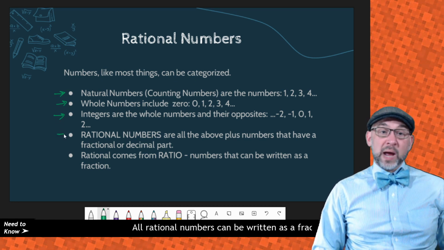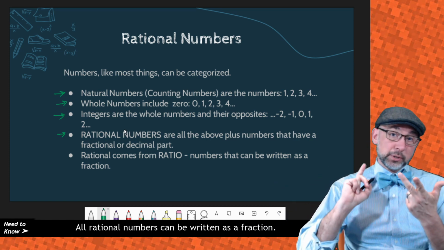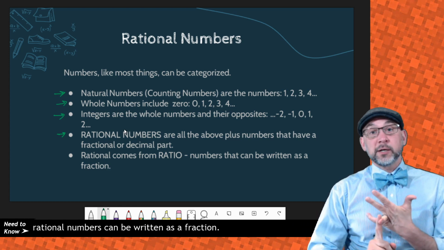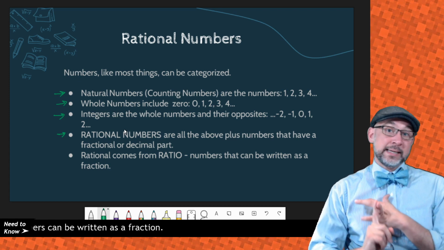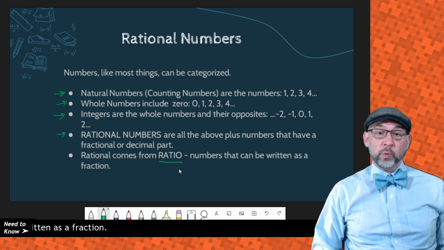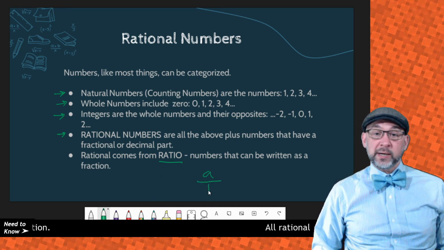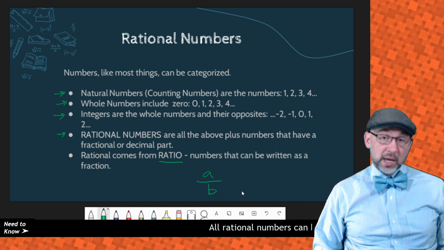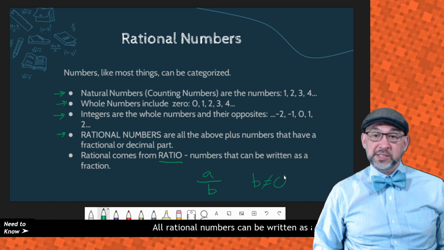Now we're going to talk about rational numbers. Rational numbers include all of the above. So it includes natural numbers, whole numbers, it includes all the integers, plus it includes every number that has a fractional part or a decimal part. That word rational comes from the word ratio. So a rational number is every number that can be written as a fraction, a over b, where a and b are integers, and the only rule is b cannot be 0.